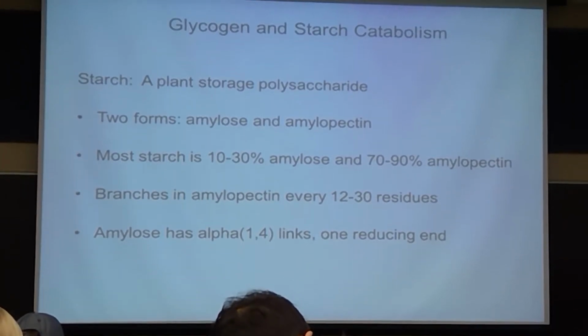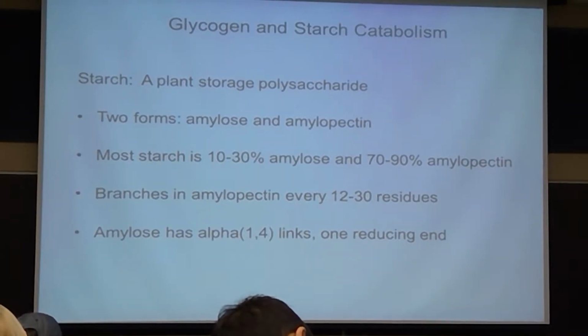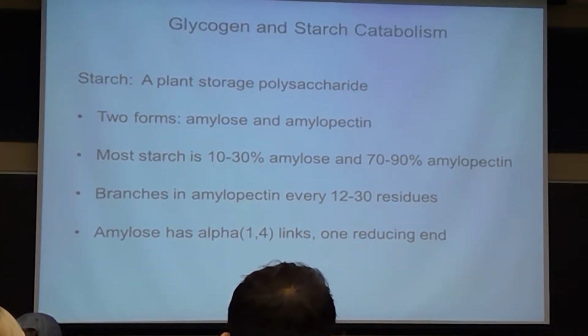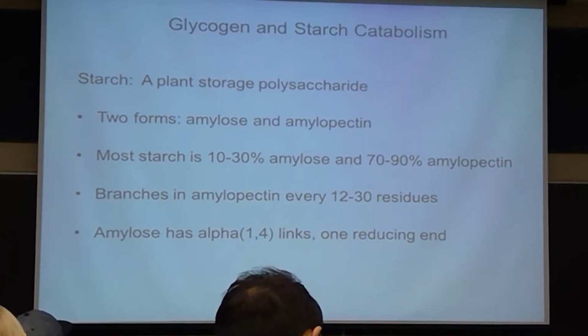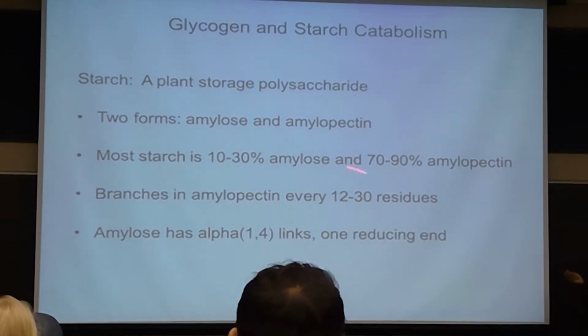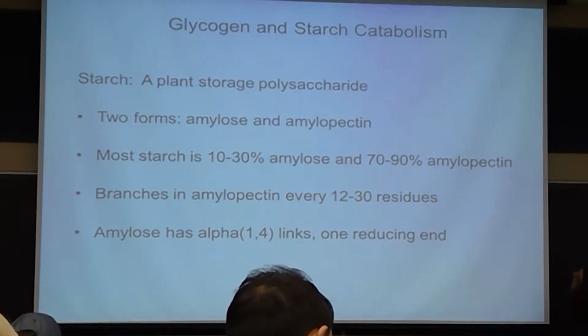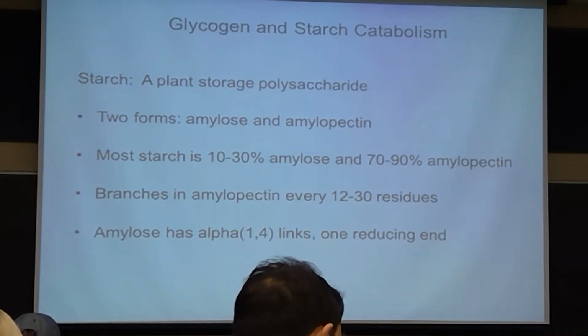What is the difference between starch and glycogen? Yes, glycogen is animal and starch is plant. That is true. Glycogen is in animals, a storage polysaccharide. Starch is in plants, a storage saccharide. What is the structural or chemical difference between starch and glycogen? The degree of branching. Okay, glycogen is more packed. The branching is more frequent compared to starch.